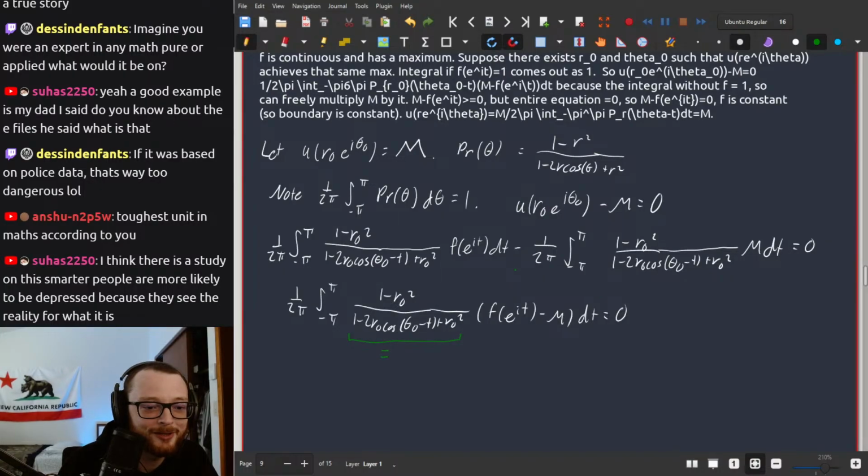Okay, so this chunk here is not equal to 0, which means this chunk here is equal to 0. So we've just shown that f of e to the it is equal to m, which means f is a constant.